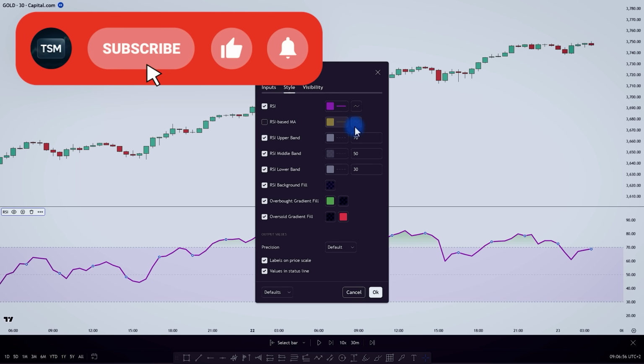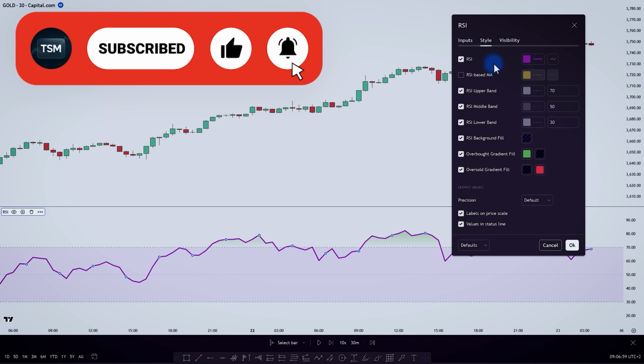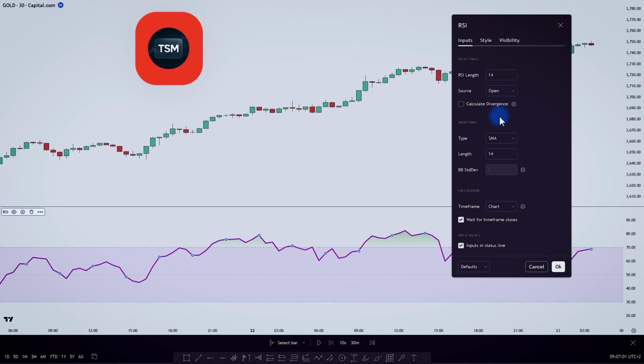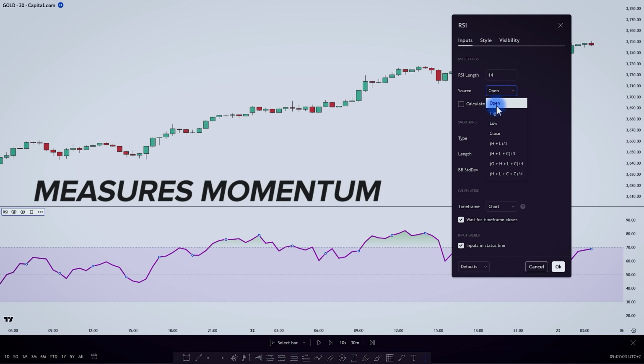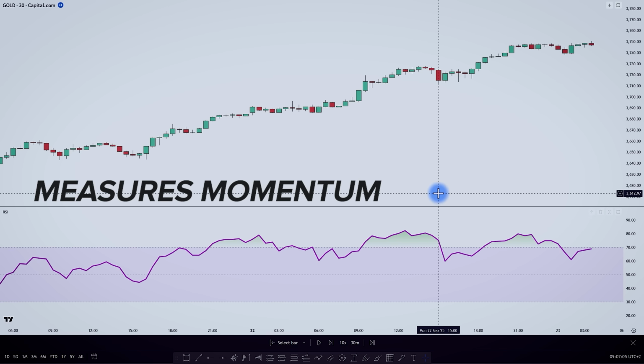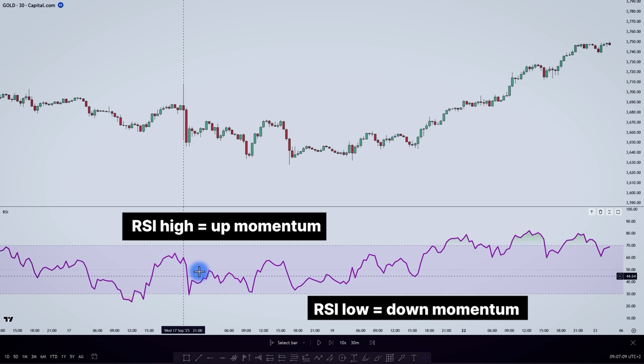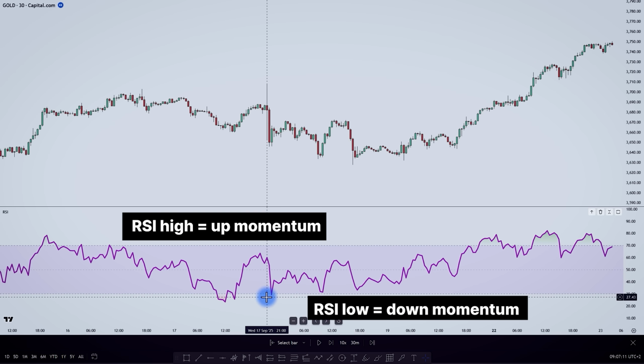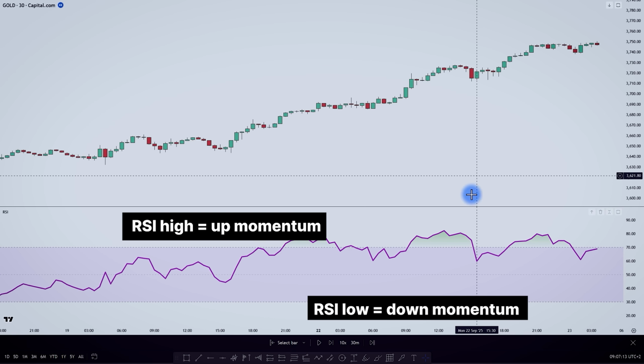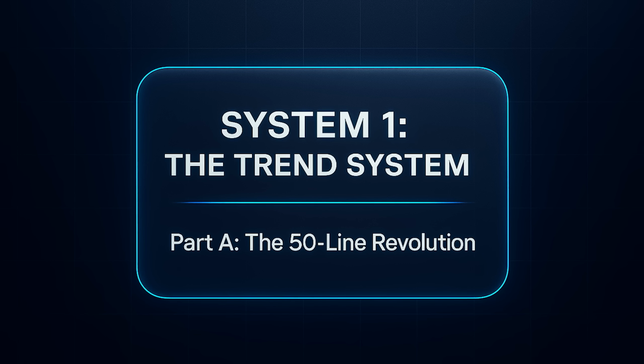Real quick, RSI stands for Relative Strength Index. It's just one line that moves between 0 and 100, measuring momentum. When it's high, momentum is up. When it's low, momentum is down. That's all you need to know to understand everything I'm about to show you.